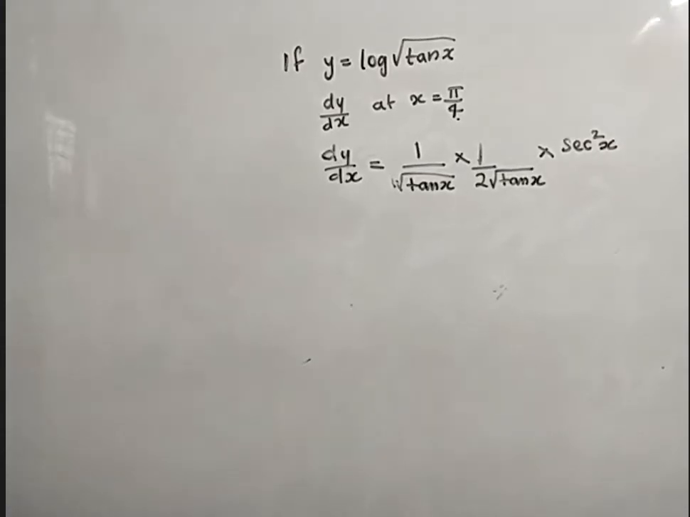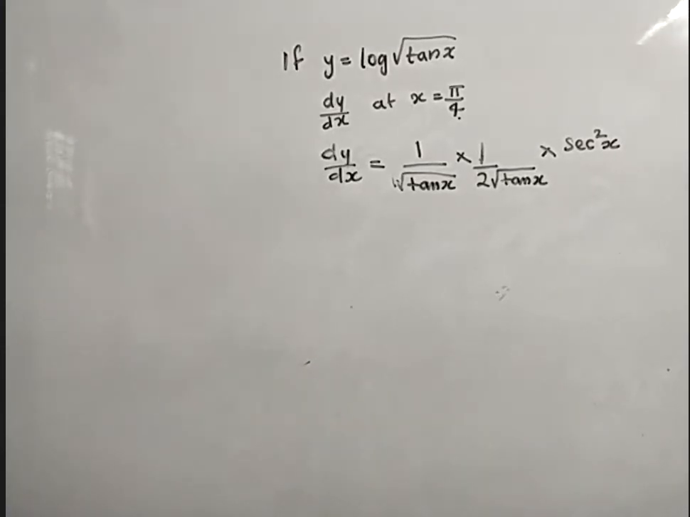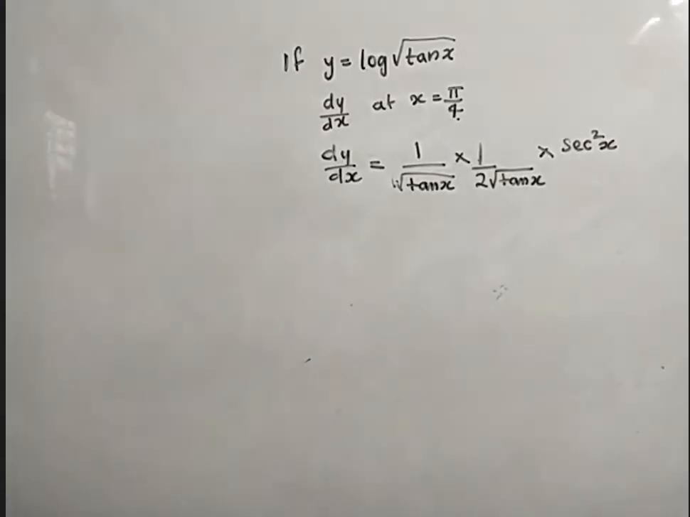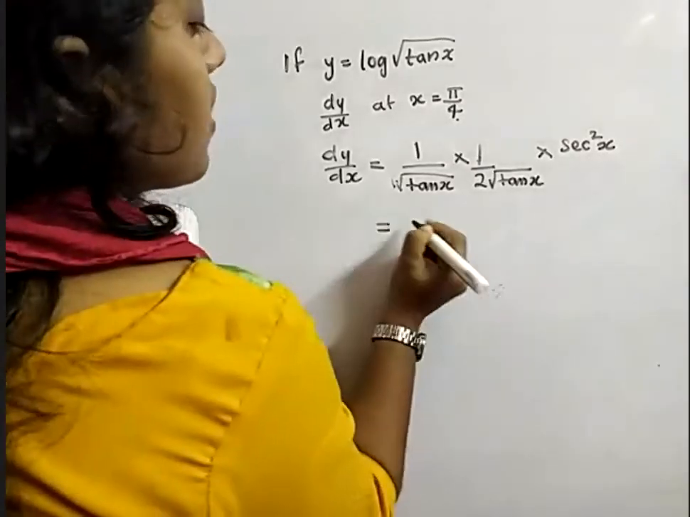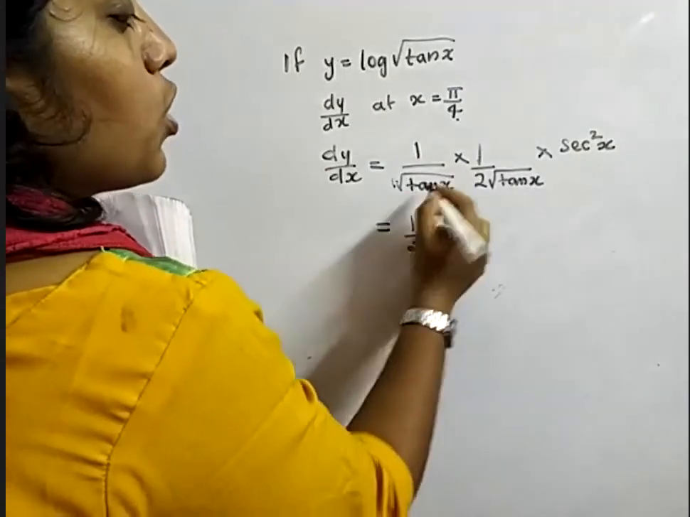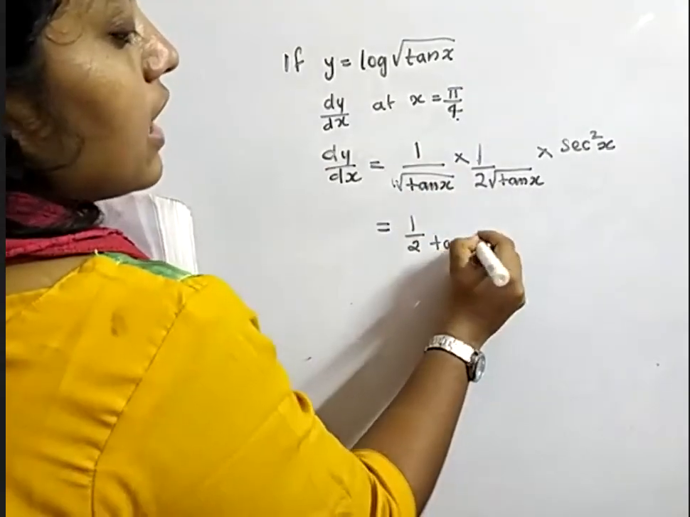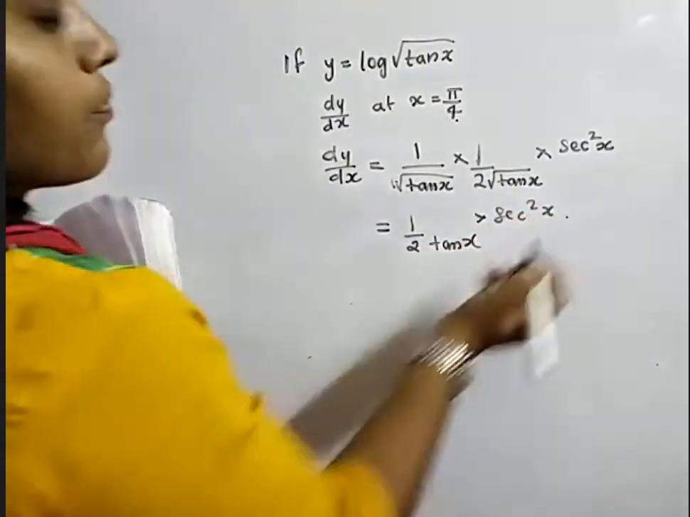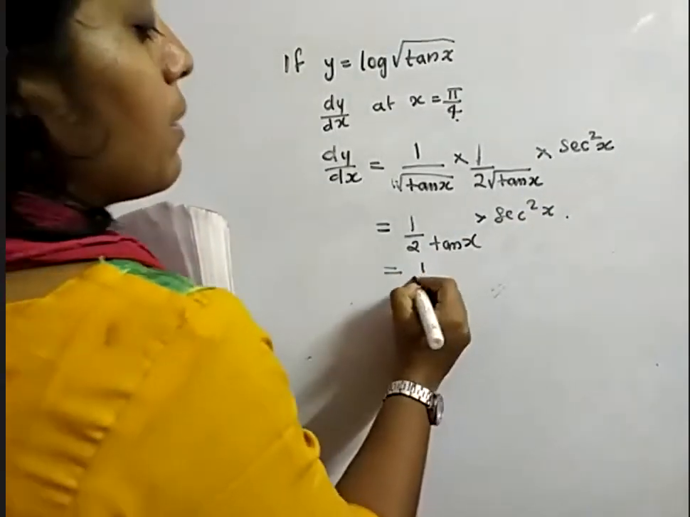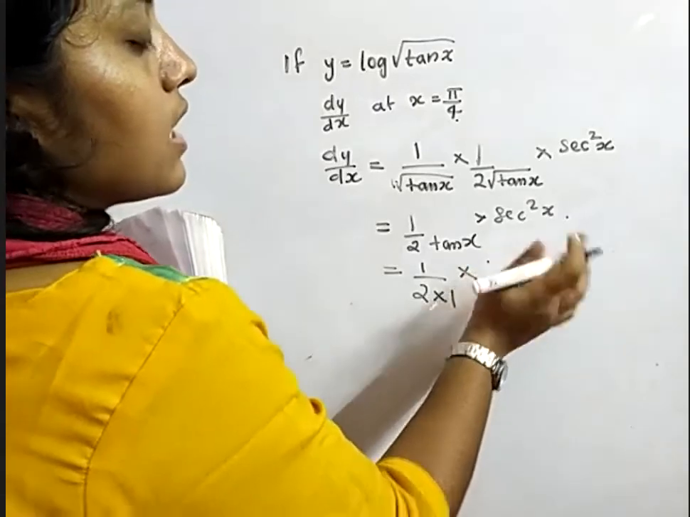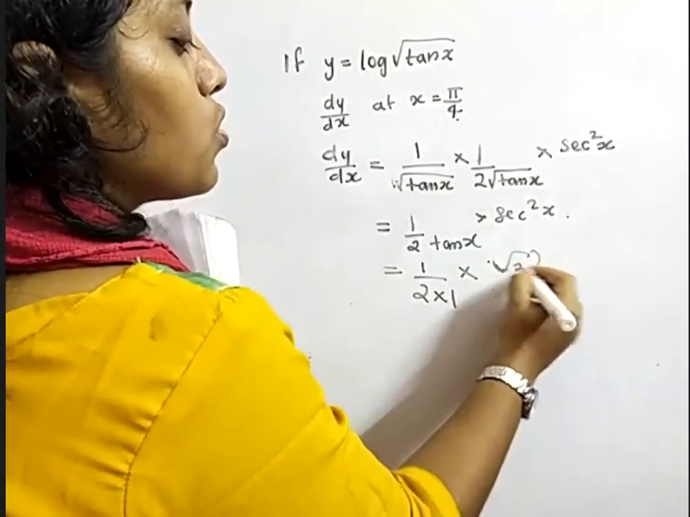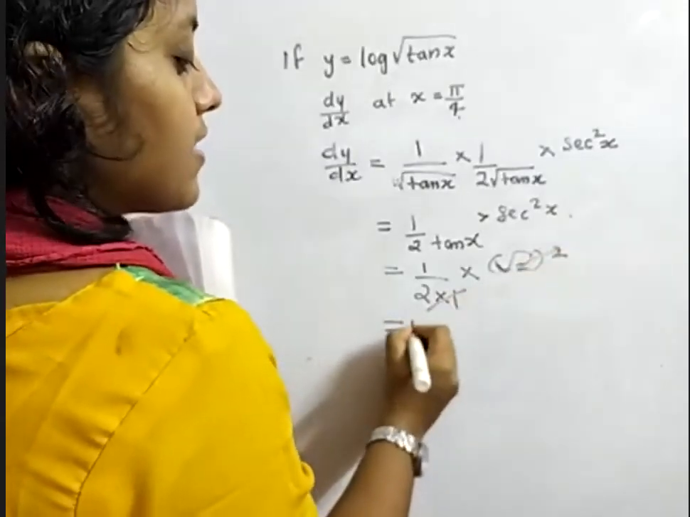So when you substitute, you will get the answer as 1. What is tan pi by 4? Tan pi by 4 is 1. When you substitute, you will get 1 by 2 root tan x into root tan x into sec square x. So here tan pi by 4 is 1, into sec square x, that is sec is root 2, squared. So you will get the answer as 1.